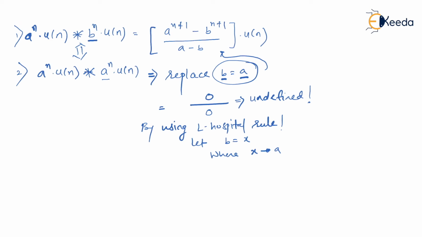So I'll write this result equal to limit x tending to a. Here we have a to the power n plus 1 minus b to the power n plus 1, where instead of b we have now replaced with x, whole divided by a minus x, dot u of n. So let us apply L'Hospital rule. In L'Hospital rule, what I'll be doing is differentiating the numerator with respect to x, differentiating the denominator with respect to x, and then replacing x equal to a.